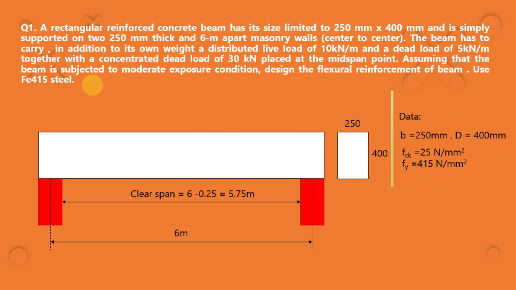Next, the grade of steel has been given. It is Fe415. So the yield strength of this steel is 415 Newton per mm square. We'll assume the effective cover to tension reinforcement as 50 mm. If I do so, I'll be able to compute the effective depth d, which will be 350.